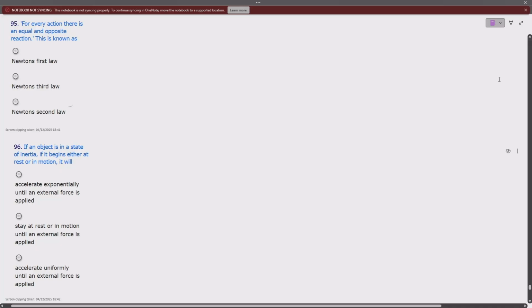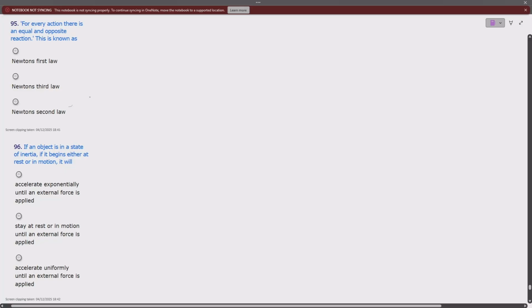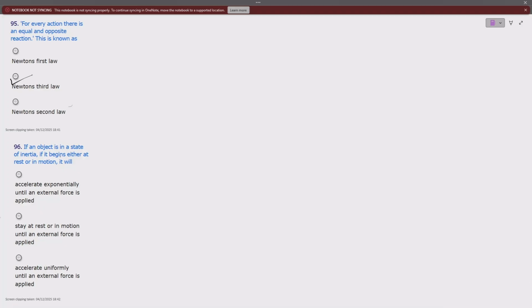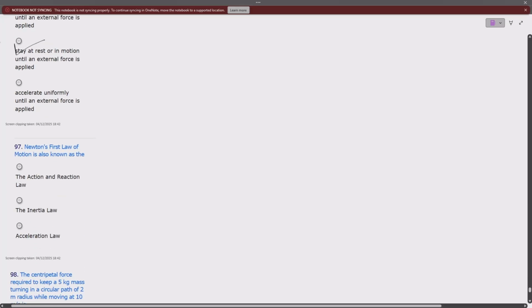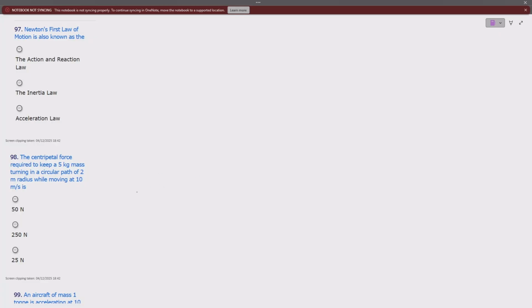Let's get straight into question number 95. For every action, there is an equal and opposite reaction. This is known as Newton's third law. 96. If an object is in a state of inertia, if it begins either at rest or in motion, it will stay at rest or in motion until an external force is applied. Newton's first law of motion is also known as the inertial law.